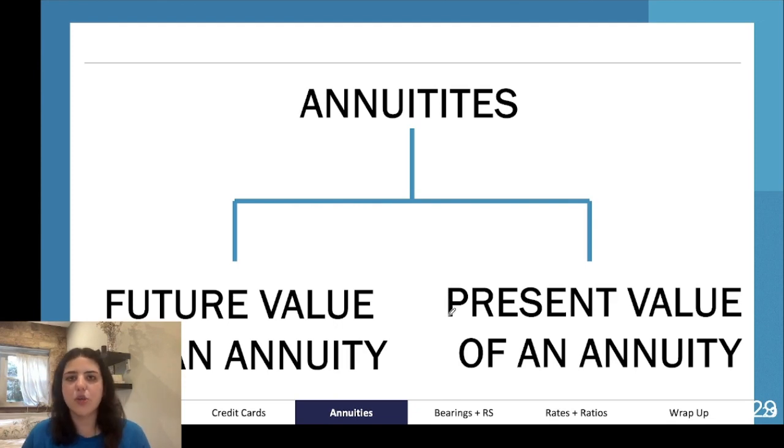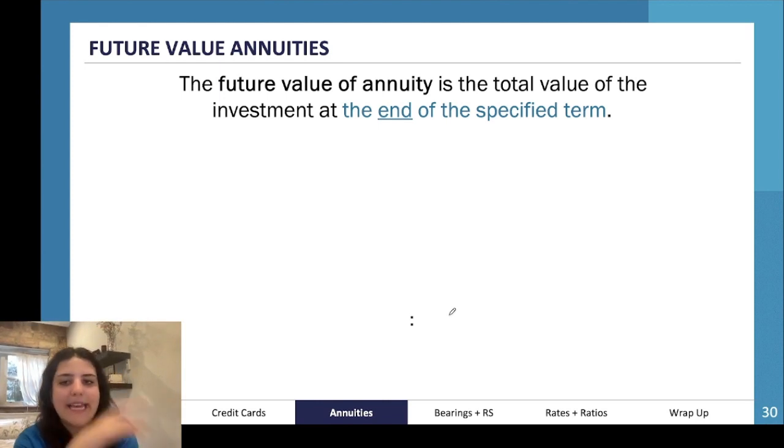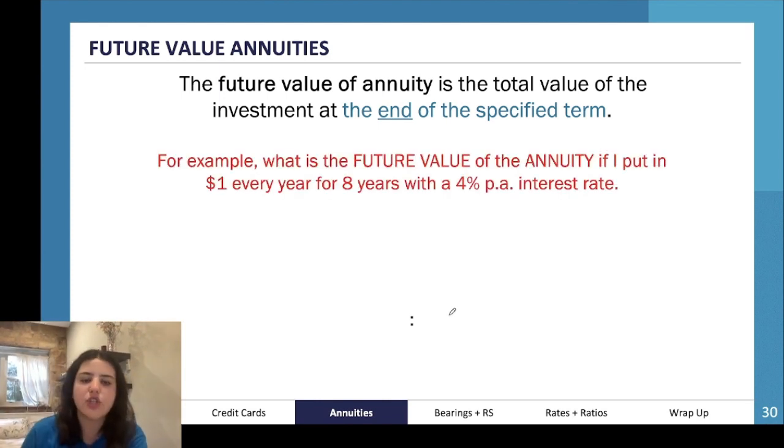Now, they often ask you questions with these terms, but they don't massively change what you actually have to do with your questions. So the future value of an annuity is the total value of the investment at the end of the specified term. So the question will say something like, what is the future value if I put in $1 every year for 8 years and there's a 4% interest rate?